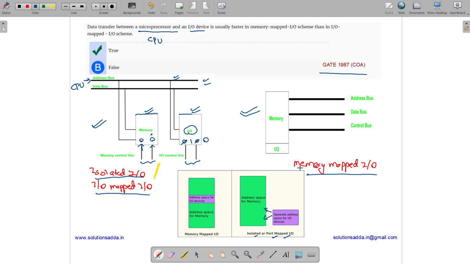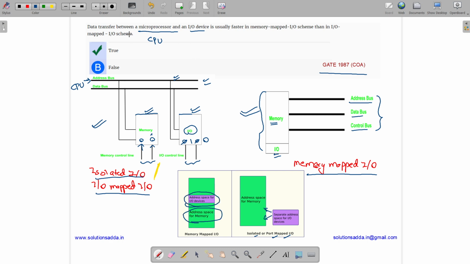Now let us consider this memory mapped IO scheme. In this IO scheme, we will have a common address bus, data bus and control bus for both the memory as well as the IO devices. So here we will have to divide the memory into two parts, as we are using the same address, data and control bus. We need to make a distinction between the memory and IO, so we will have different address spaces for memory as well as for the IO devices.